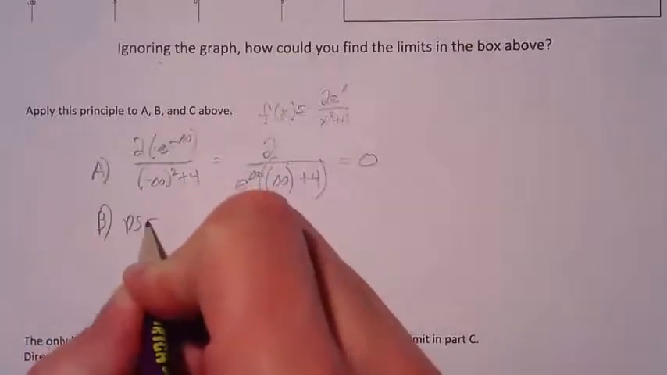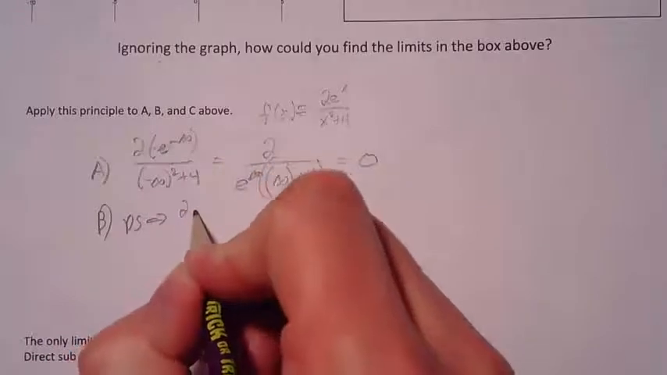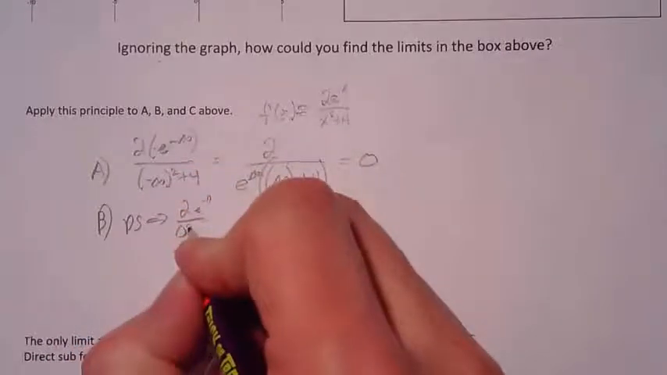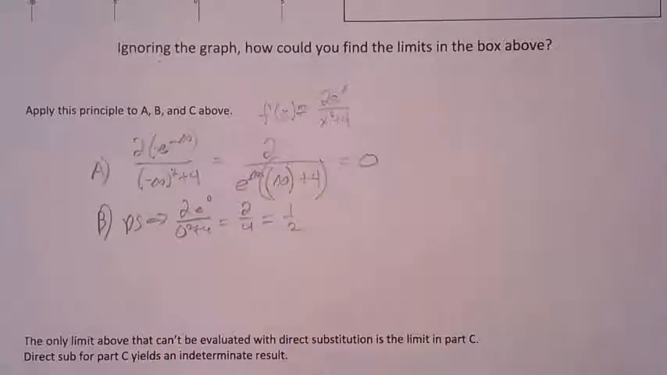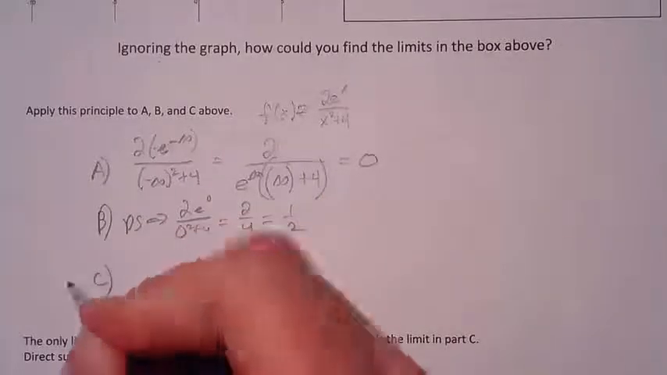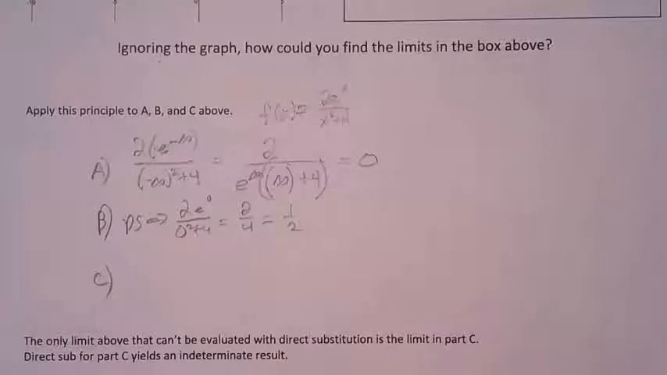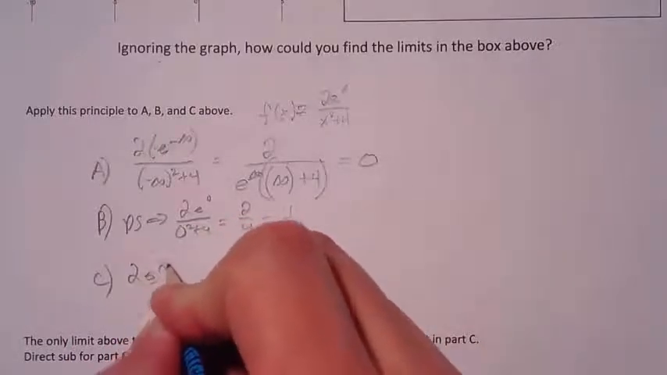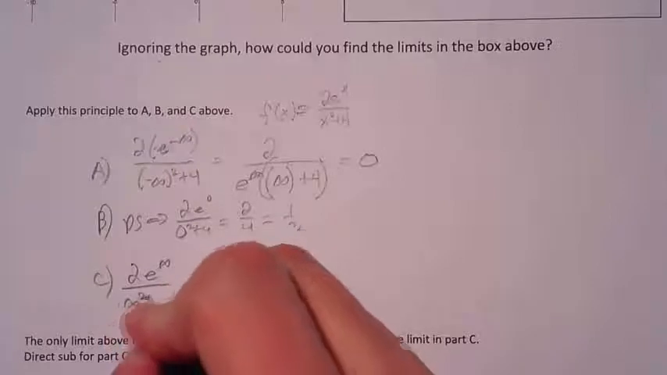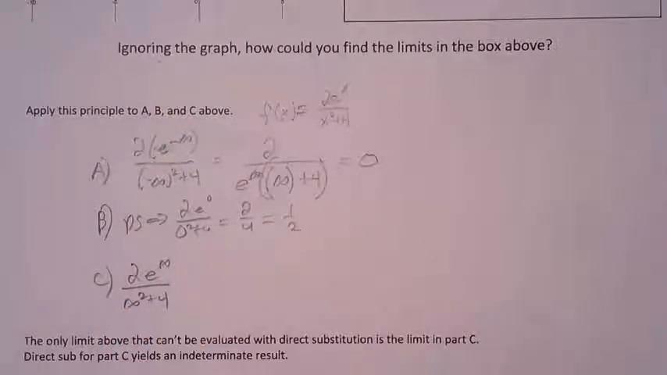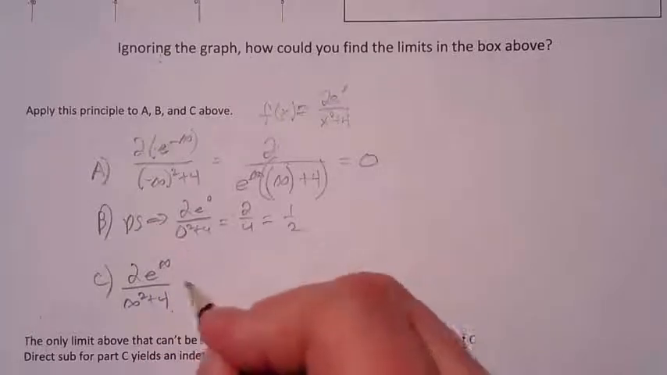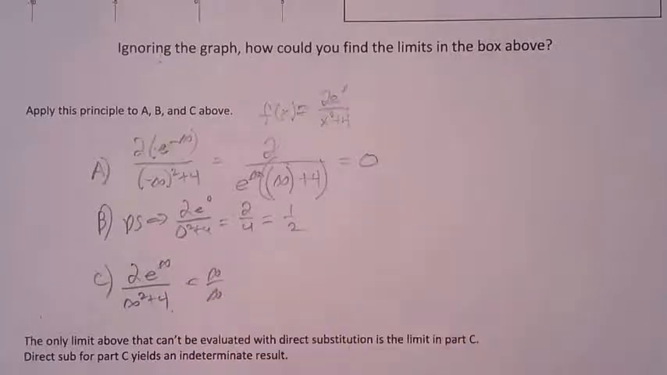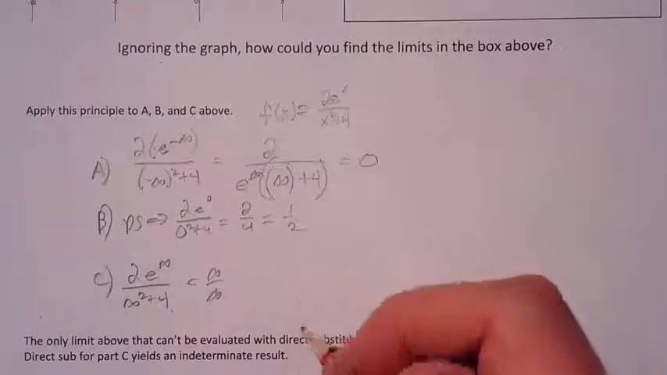With B, we just did direct sub. We said 2 times e to the 0 over 0 squared plus 4 gave us 2 over 4, gave us 1/2. And for C, if we were to plug infinity in, we'd have 2e to the infinity over infinity squared plus 4. You have infinity over infinity. That's an indeterminate form, just like 0 over 0 is. So we would have to do something else.